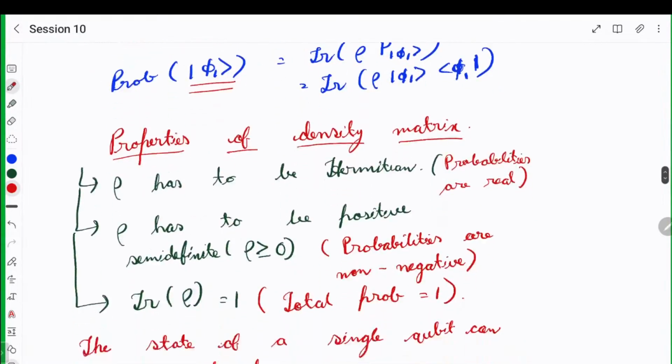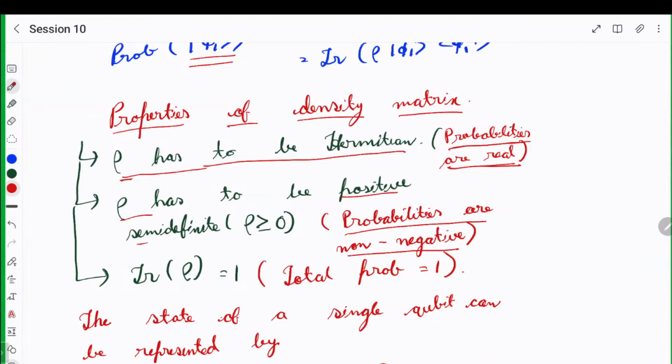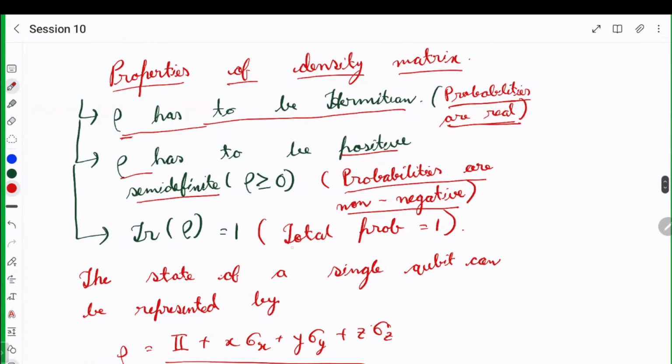And we looked at some of the properties of the density matrix, and we saw that all these properties arose from physical constraints. The fact that probabilities are real meant that the density matrix rho has to be Hermitian. The fact that probabilities are non-negative led to the fact that it has to be positive semi-definite, that is, the eigenvalues will be non-negative. And the fact that total probability is 1 led to the rule that trace of rho is 1.